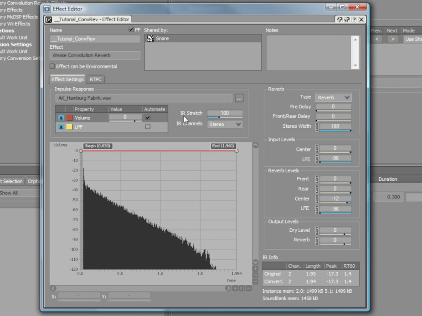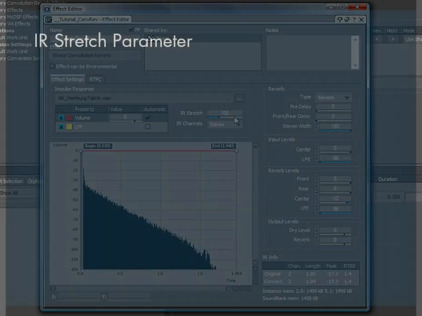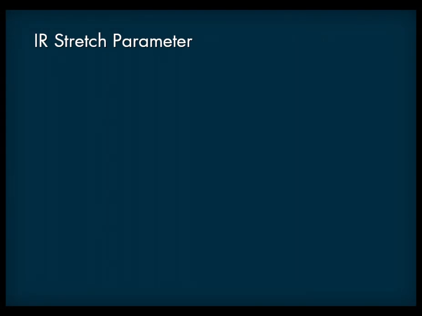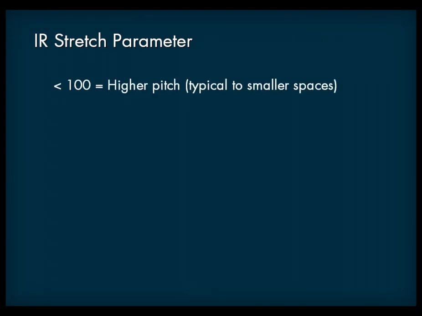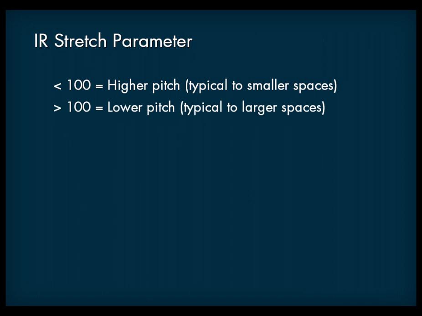The IR stretch property applies a pitch effect through resampling. This will ultimately affect the duration of the impulse response and can be used to simulate smaller or larger spaces. Setting the IR stretch to below 100 will speed up the impulse response with higher resonance frequencies, which is typical of smaller spaces. Setting the property to above 100 will slow down the impulse response with lower resonance frequencies, which is typical of larger spaces.